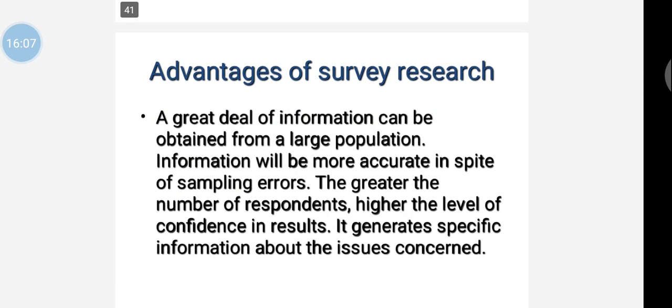Then, advantages of survey research. A great deal of information can be obtained from a large population. Information will be more accurate in spite of sampling errors. The greater the number of respondents, the higher the level of confidence in results. It generates specific information about the issues concerned.